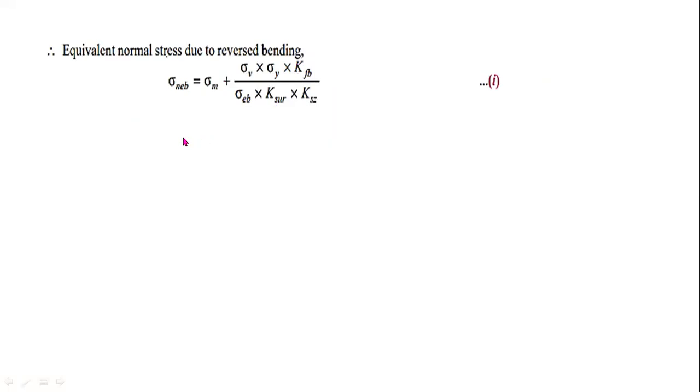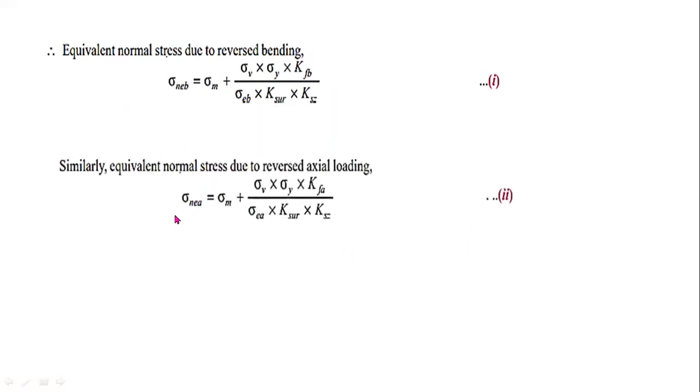Now if we are considering the axial loads, then the equivalent normal stress for axial loads equals σm plus σv into σy into Kfa. KFA means the fatigue stress concentration factor for axial loads. σea means the endurance limit for axial loads, that means the endurance limit into load factor, σea equals σe into load factor, K surface factor, size factor. These two are the equivalent normal stresses for bending and axial loads.